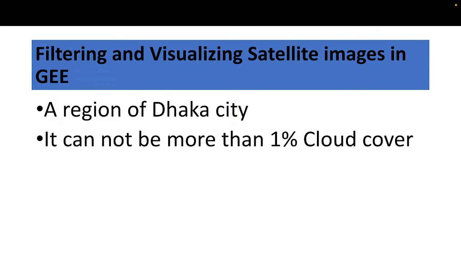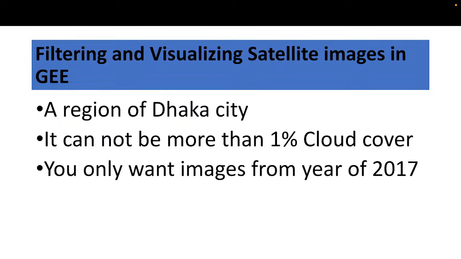The second factor is called image metadata, or image properties. Suppose I need images with not more than 1% cloud cover. That is one kind of image metadata or image property. I need only those images that have no more than 1% cloud cover. Then a specific time period. Suppose I need this image in the year 2017, in the month of January, or in 2017 or 2020 summer season, rainy season, or wet season.